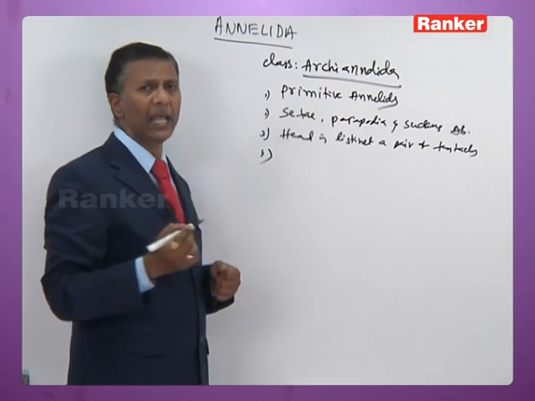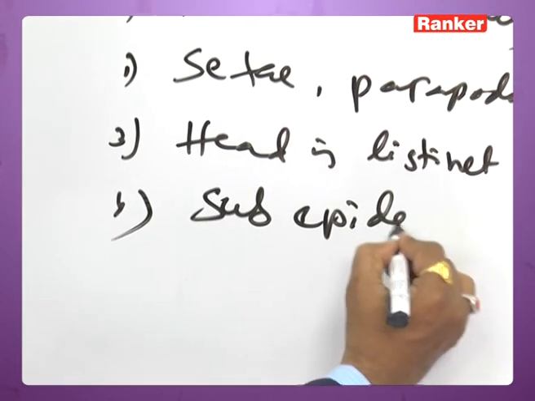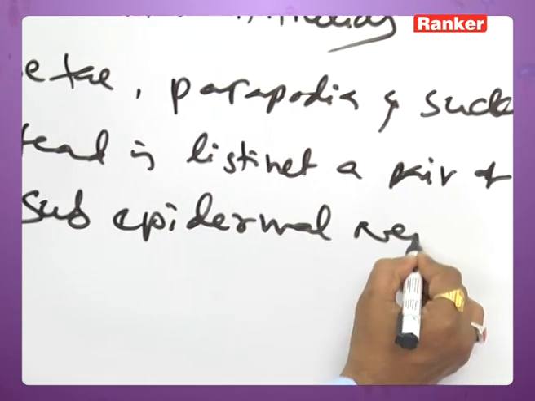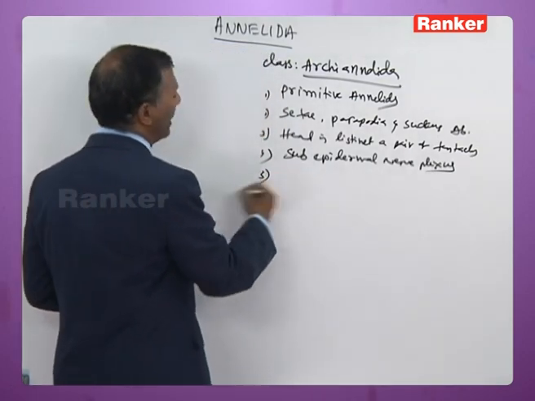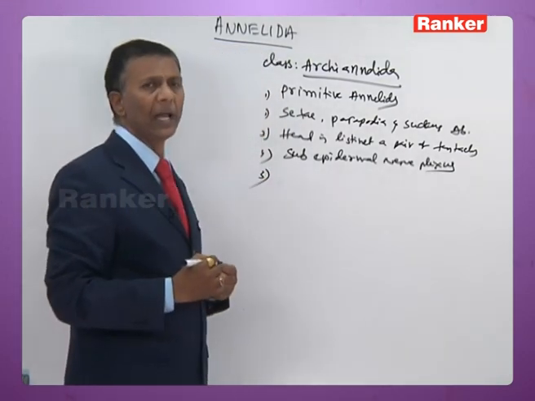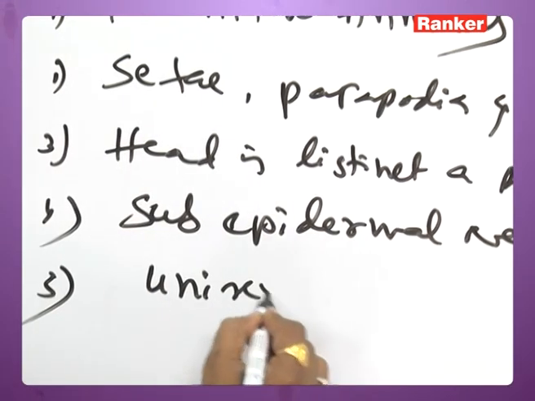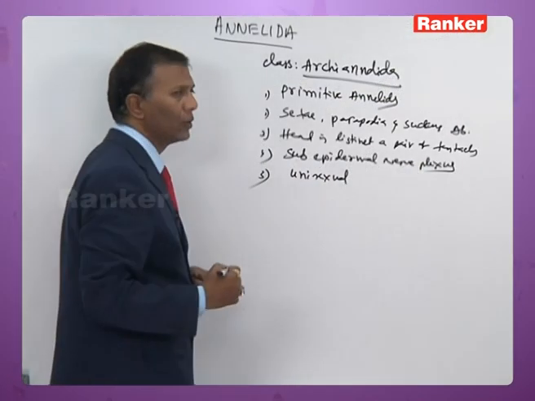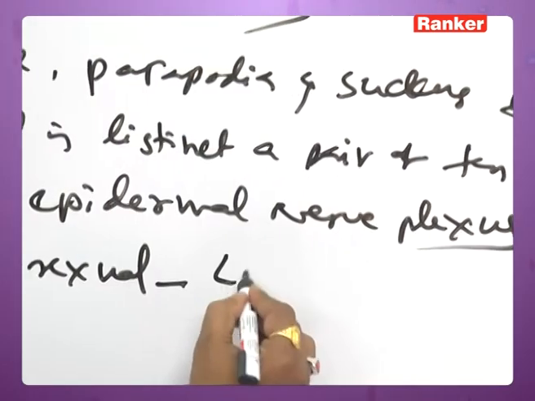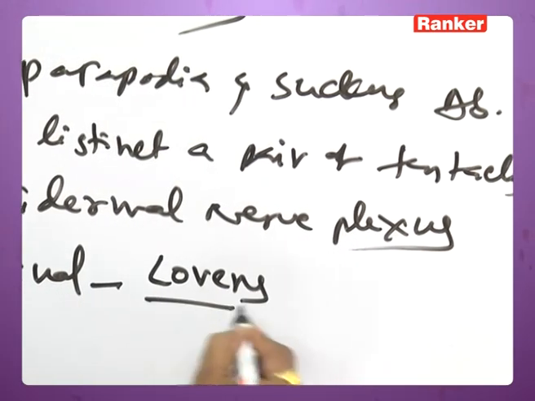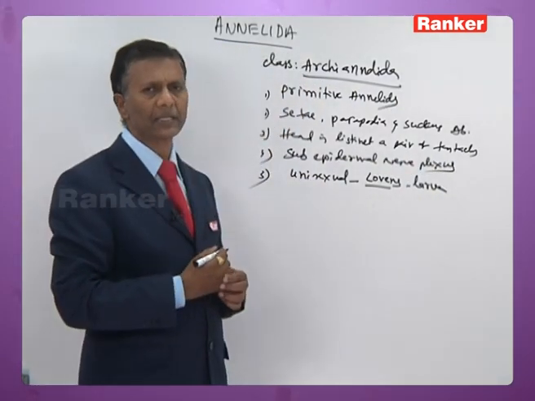In archiannelids, just like cnidarians, subepidermal nerve plexus is present. And they are unisexual. Most of them are unisexual, a few are bisexual. And they have got a characteristic larva called Loven's larva. Loven's larva is the characteristic larva of archiannelids.